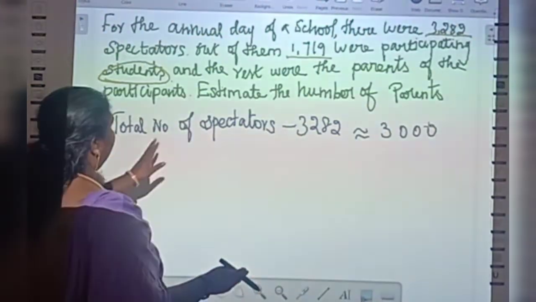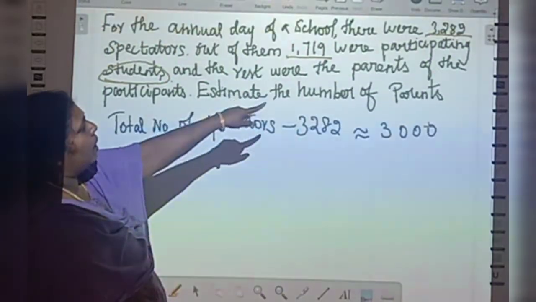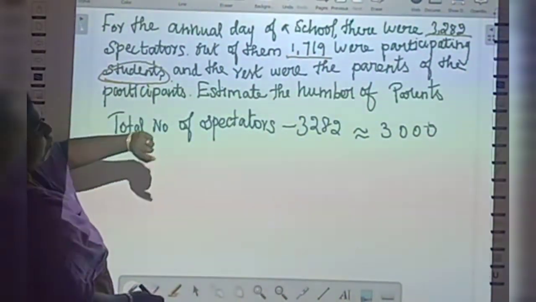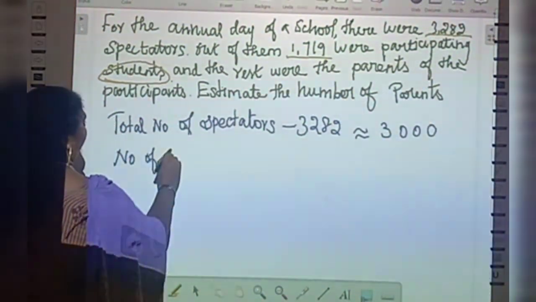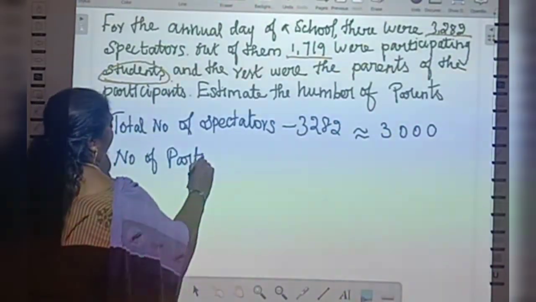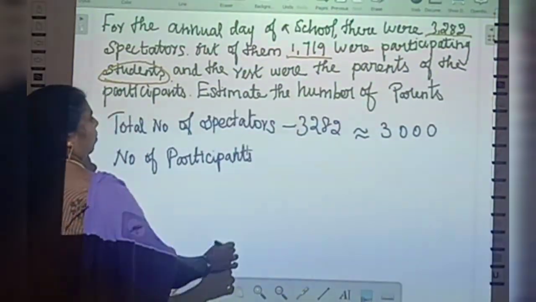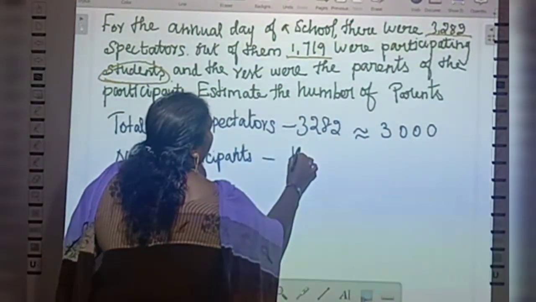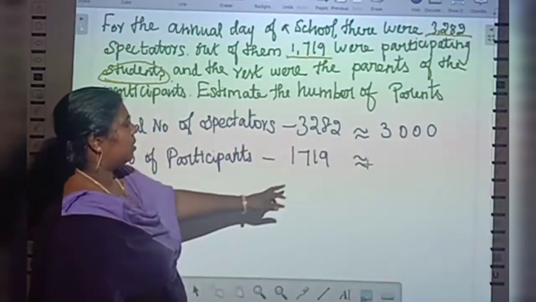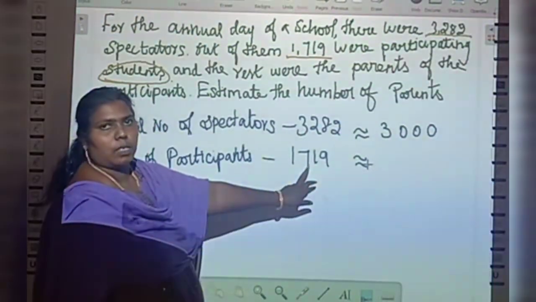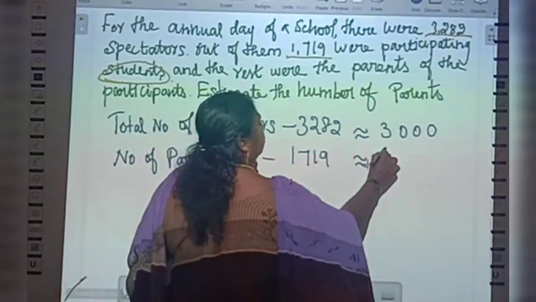Next, what we have to do, write. Out of them, 1,719 were participating students. So number of students, how many students are participating? How many? 1,719. That estimated value is how much? Nearest to 1,000 is how much? 2,000. The number is closer to 2,000, isn't it? Yes. It is 2,000.